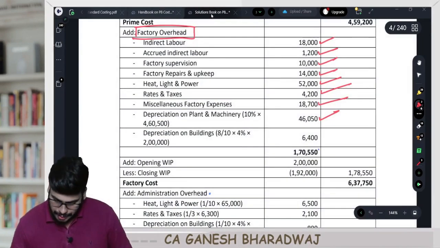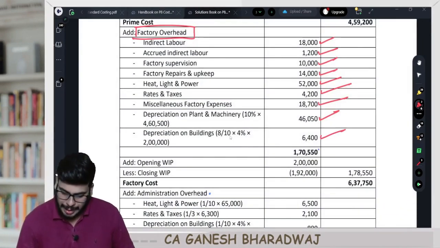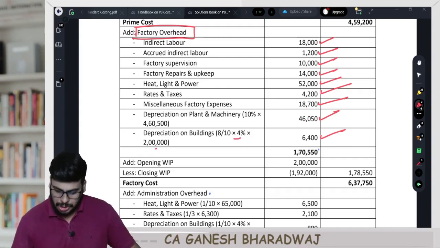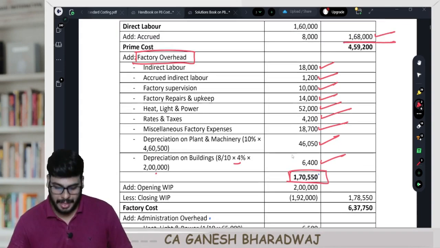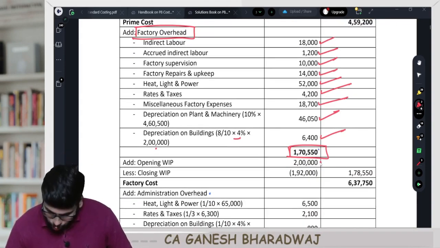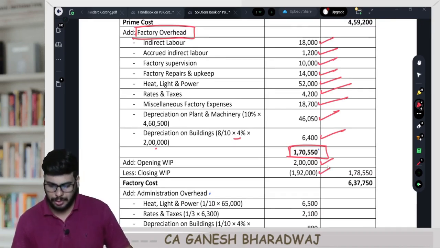So now this 6,400 rupees is the depreciation on building attributable to my factory. Clear with this? Look at this. This is going to be 6,400 calculation. So 4% on 2 lakh into 8 by 10. Clear with this, guys? So this is the sum total of all my entire factory overheads. On this, add your opening WIP less your closing WIP. These two figures are given.